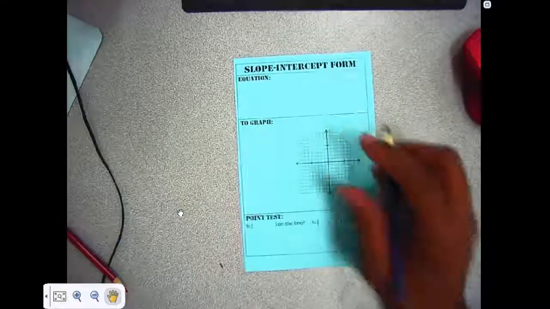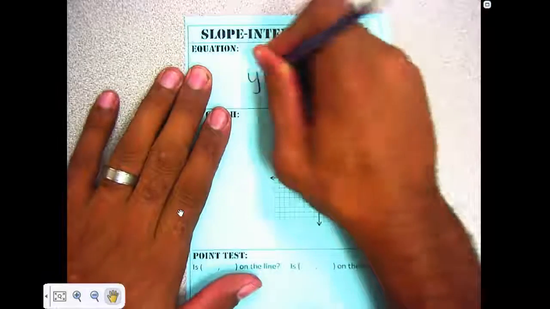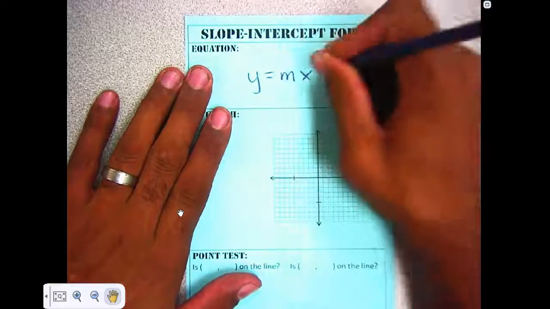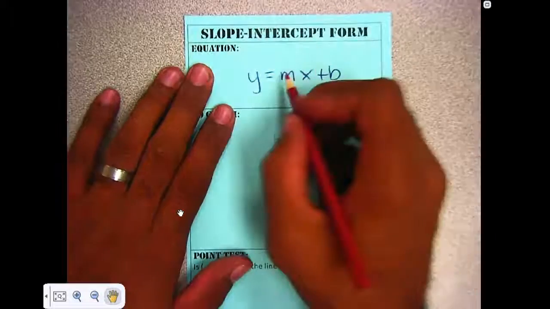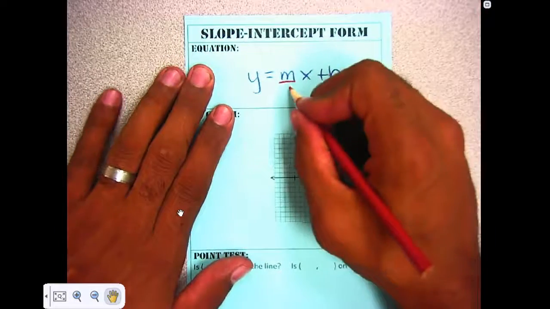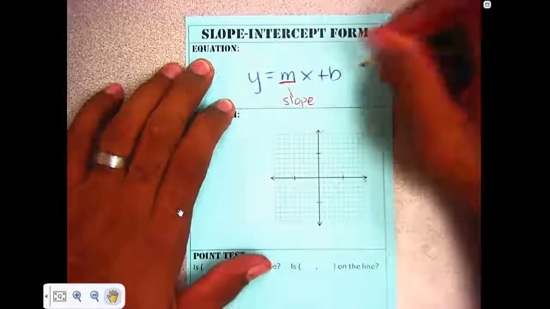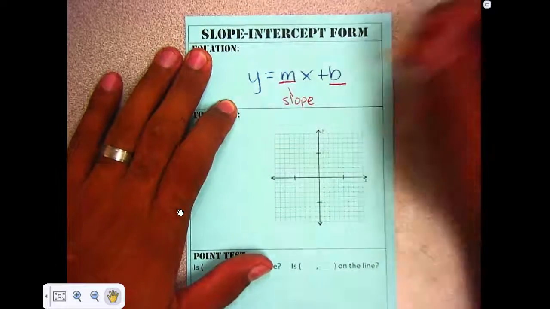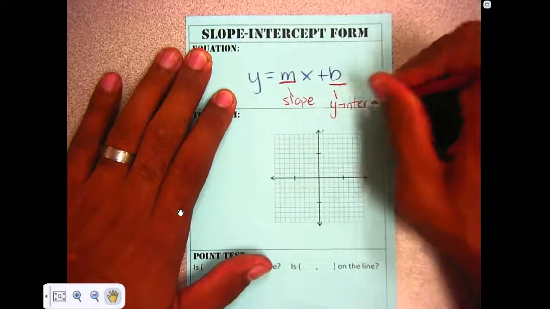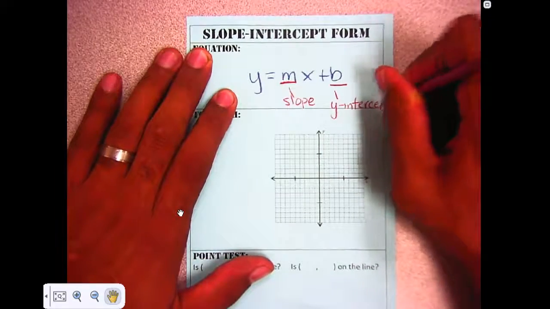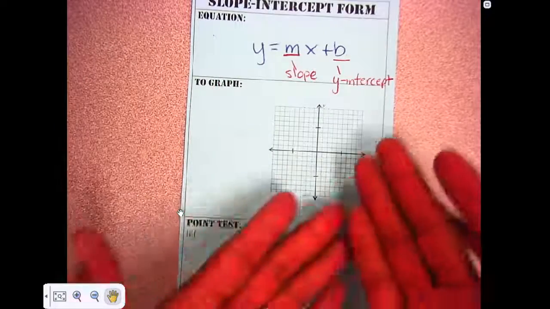The equation for slope-intercept form of a line is y equals mx plus b. But what are all these letters? Well, the first thing is the m stands for our slope. A lot of you guys have remembered this from middle school. Our b is our y-intercept. That's where it crosses the y-axis. Okay? So we're going to use that equation in order to graph on this coordinate plane here.